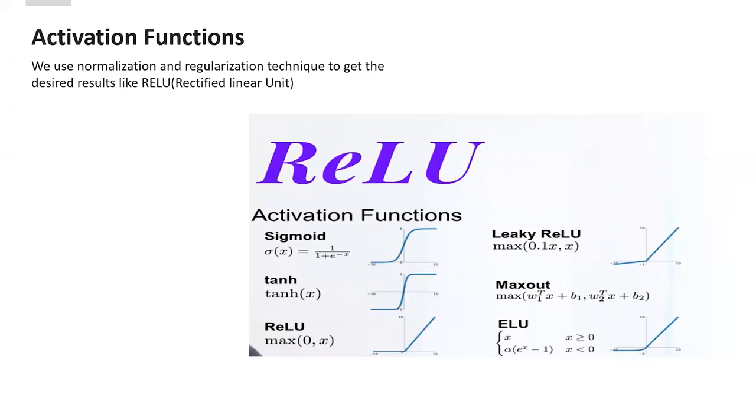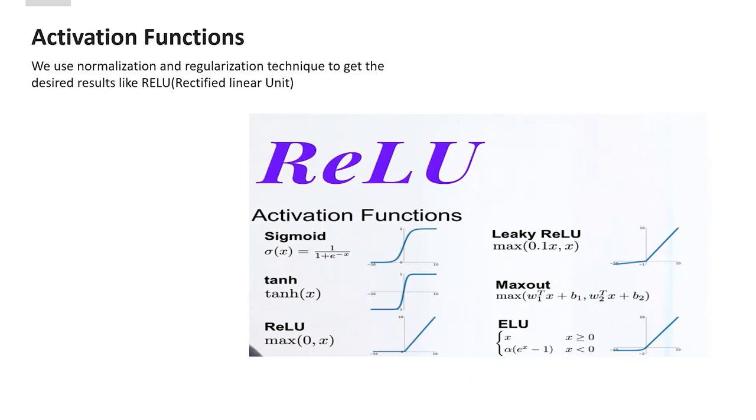Now, coming to the activation functions, as we said, there are many activation functions. We will go through them in some time. The first and foremost is the sigmoid function. Next is the tanH function. Third is the ReLU function, Leaky ReLU function, Maxout, and ELU. And we'll see why we chose tanH when we had sigmoid, what are the limitations of tanH and ReLU and Leaky ReLU. We'll go through all of this.